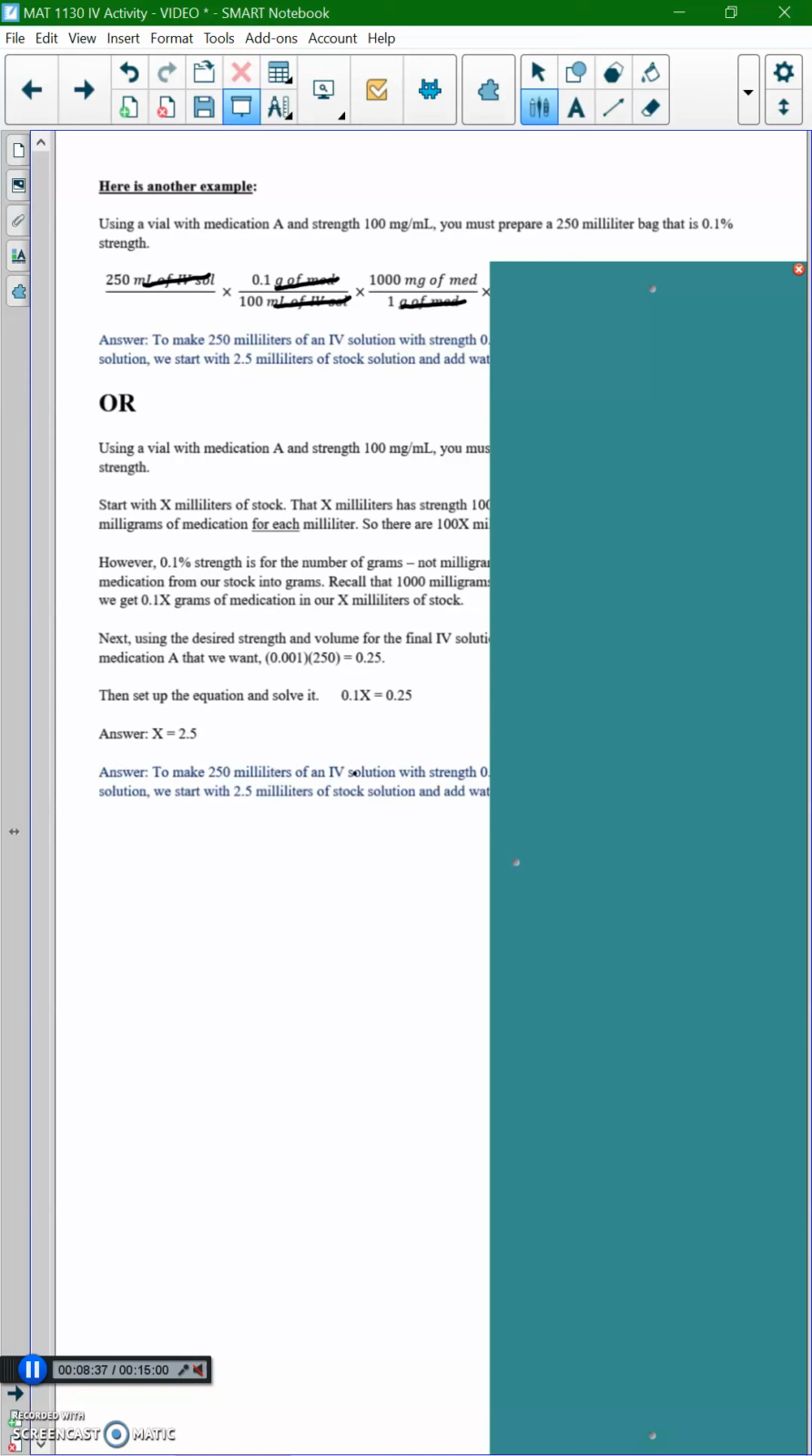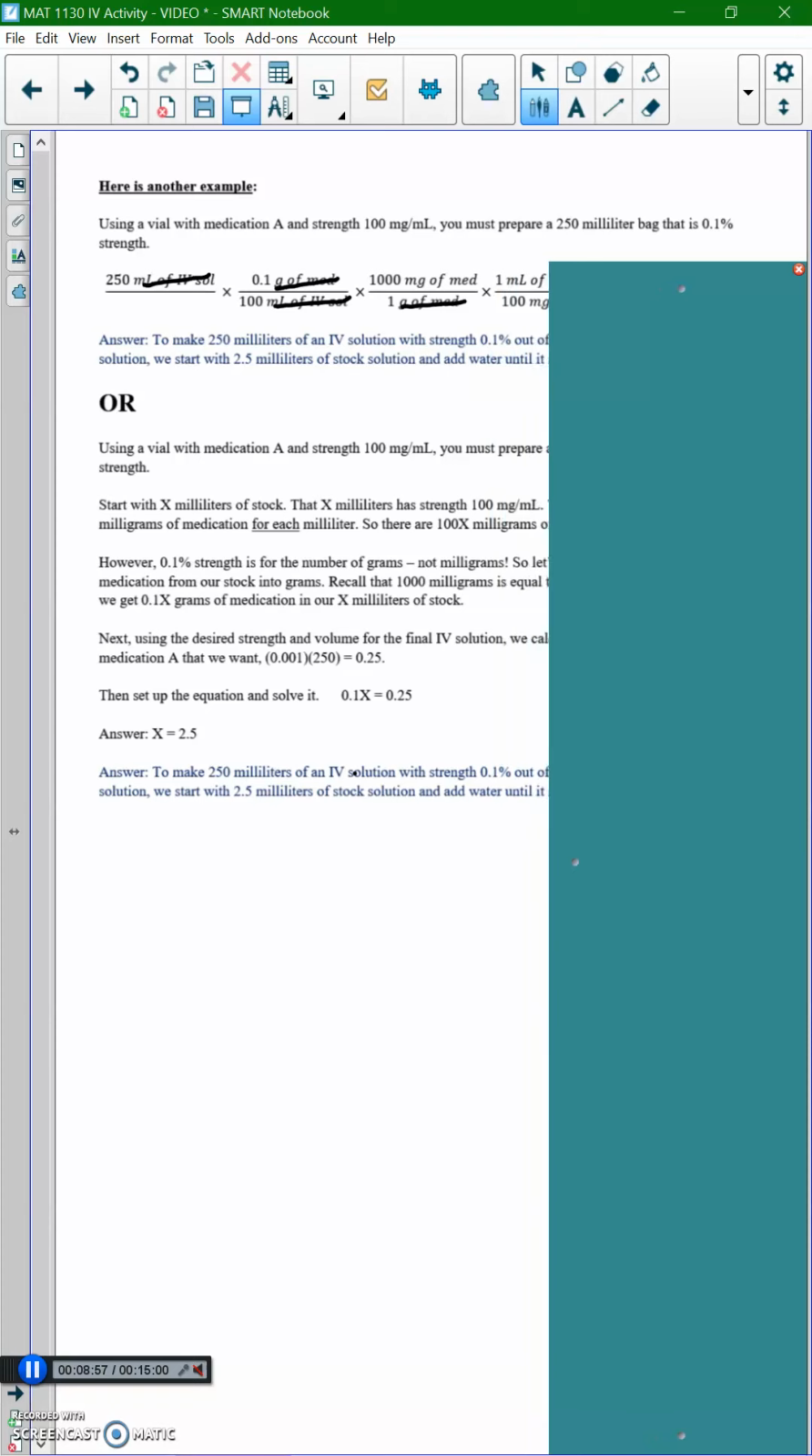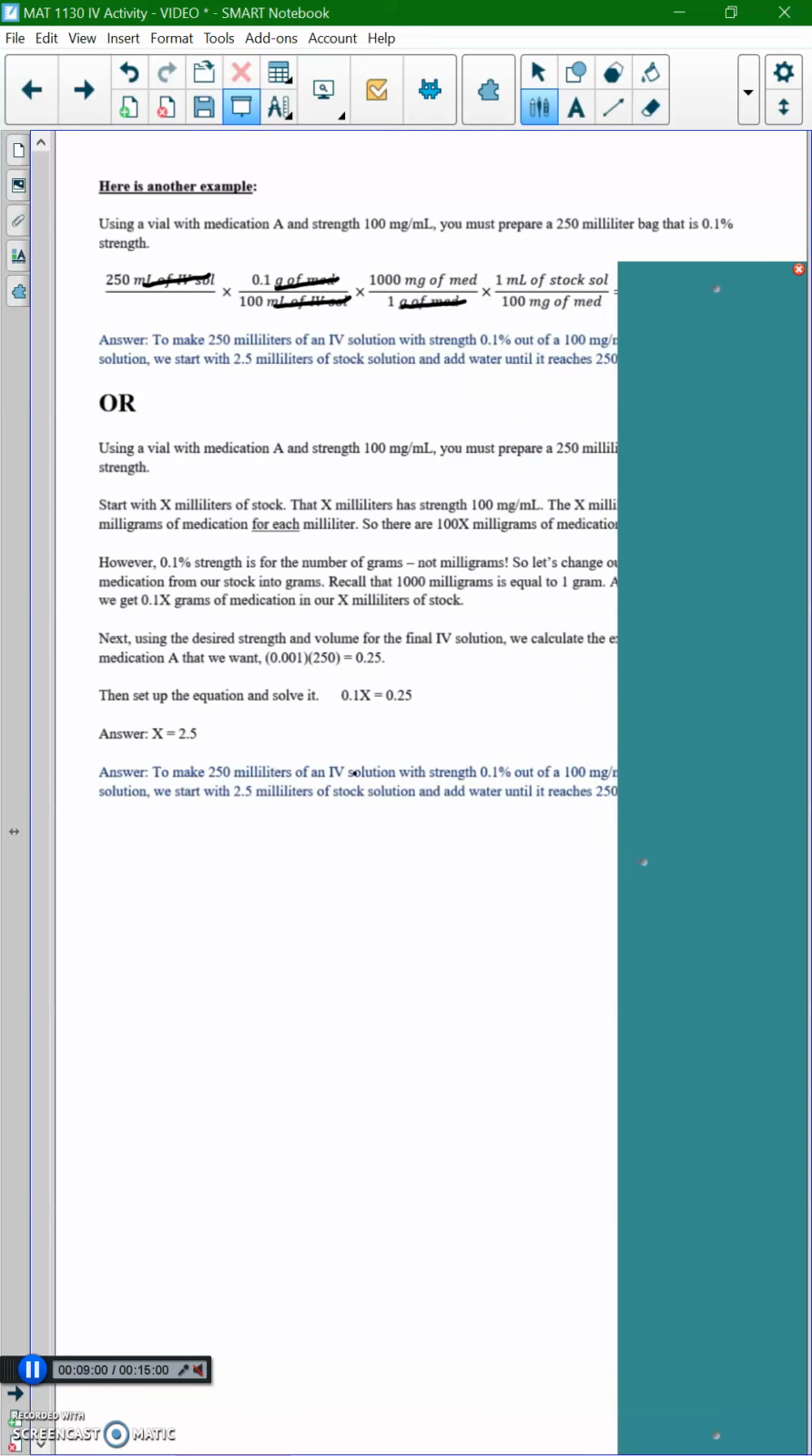But that's not quite enough information because we need to know what volume we need to draw out of this vial with the medication in it. Well, on this vial, we were told that for every 1 milliliter, there are 100 milligrams of medication. And so we will use that for our final conversion factor here. We know that the milligrams of medication is going to have to go in the denominator so that our units will cancel out here. And then we are left in units of the milliliters of stock solution. That's what we are looking to find. How many milliliters of stock solution do we need to draw out of this vial?